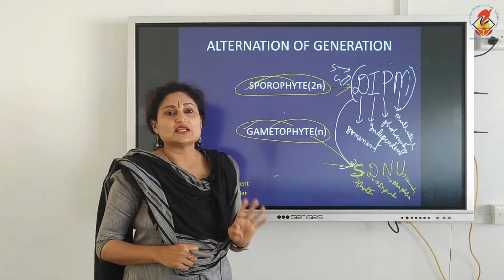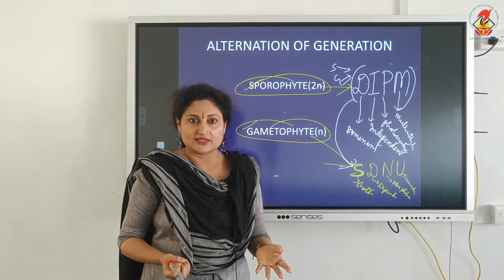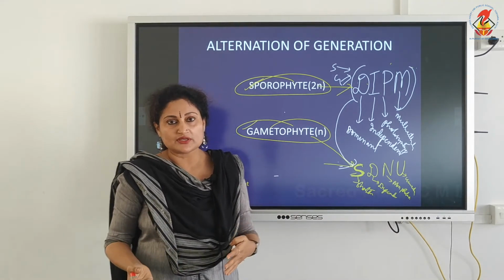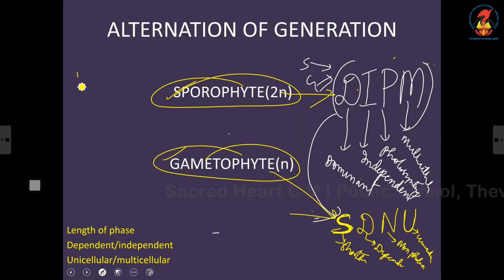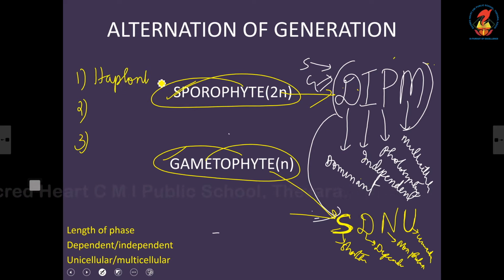Then the fourth point is the life cycle. What type of life cycle? Whether it's haplontic, diplontic or haplodiplontic. So here I will bring the three life cycles: haplontic, diplontic, and the third category, which is an intermediate category, haplodiplontic.